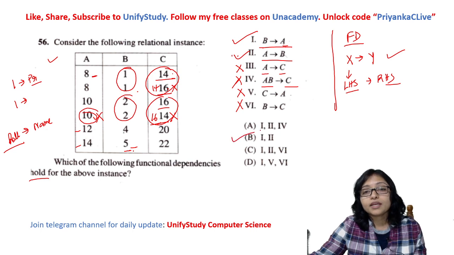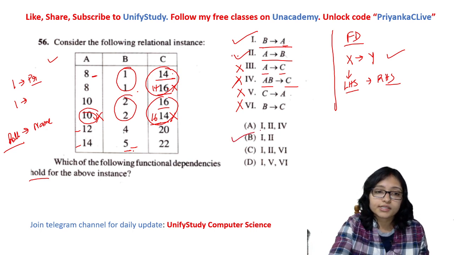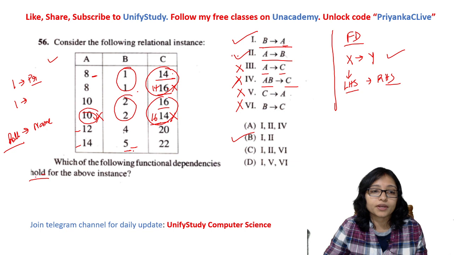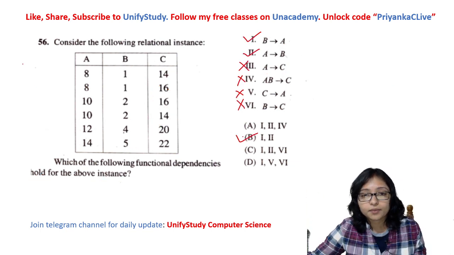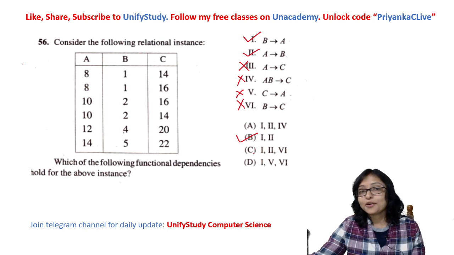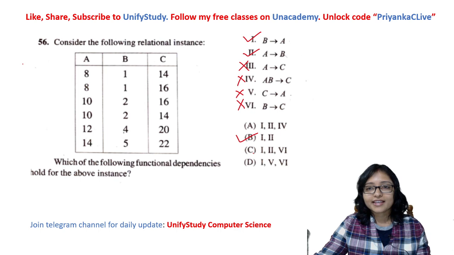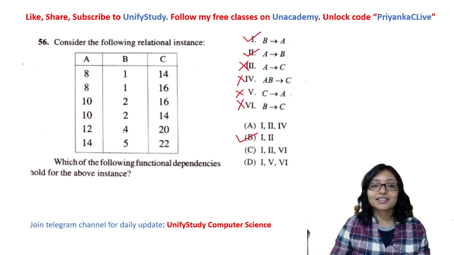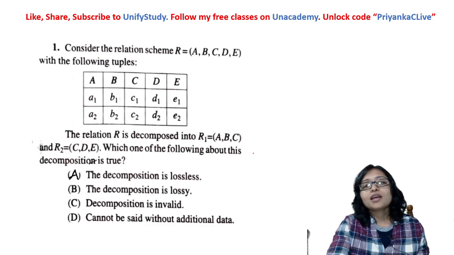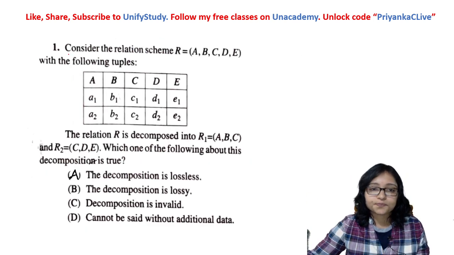So your answer will definitely be that 1 and 2 are correct. Which of the following functional dependencies hold for the above instances? Your answer should be B. Correct? Are you matching? Let me know in the comment section how many of your answers are correct. Those who attempt the exam, please let me know in the comment section what answer you are getting. Now the next question.